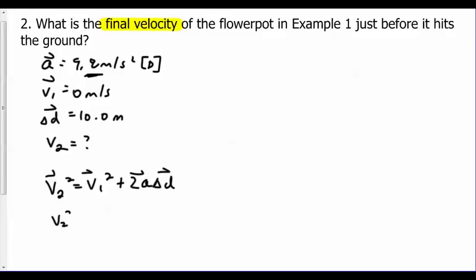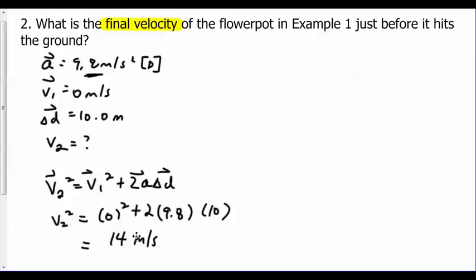V2 squared equals V1 squared, which is 0, plus 2A delta D. I'm just going to do it all in one step: 2 times 9.8 times 10, and then take the square root of that. The answer is 14 meters per second, keeping 2 significant digits because of the 9.8. And of course, we're not going to forget the direction, which is down.